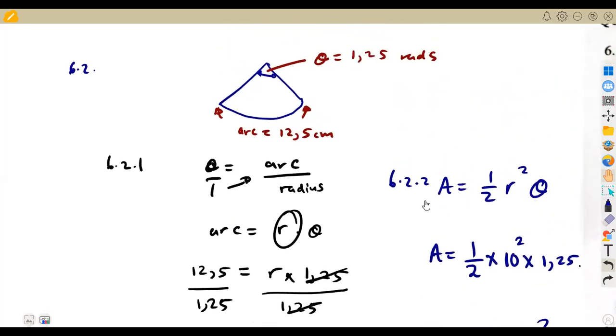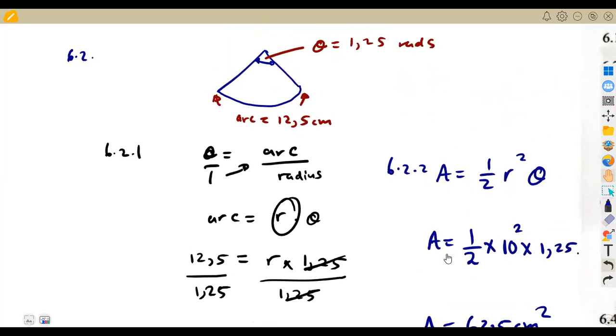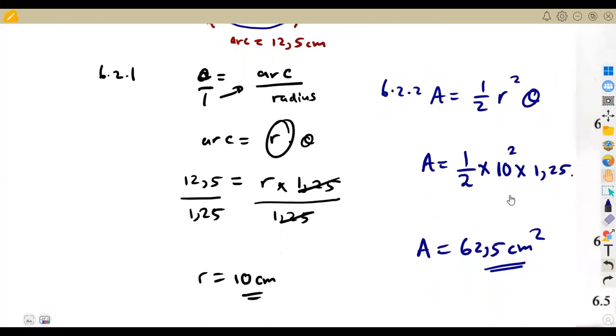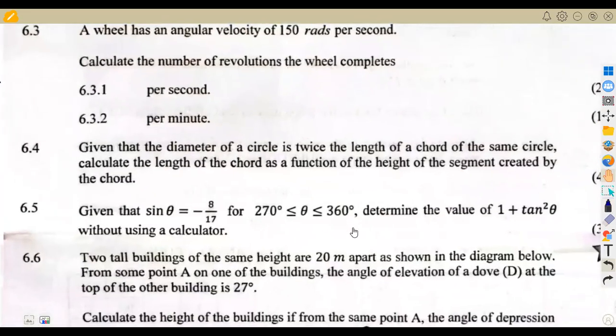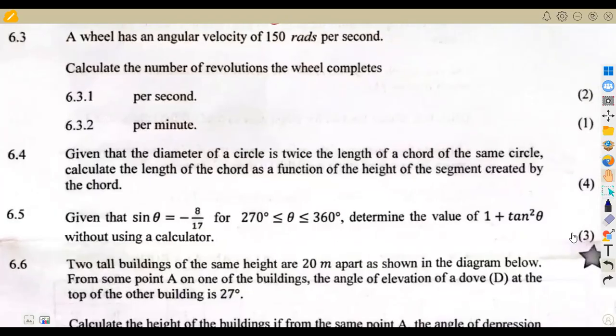So that was it on question 6.2. They just wanted you to understand the idea of a sector there. As you can see, it was a direct question. This time it was a nice question paper, actually. I don't want to lie, this was a nice question paper.